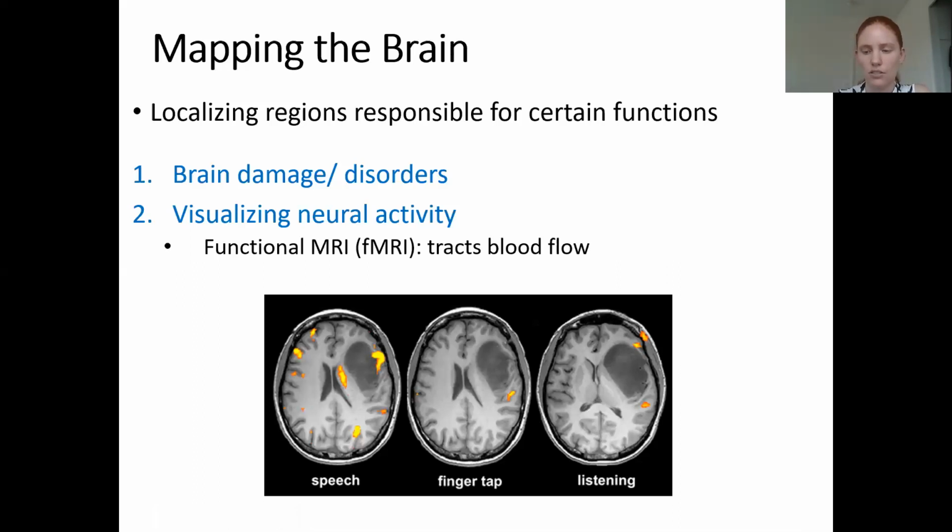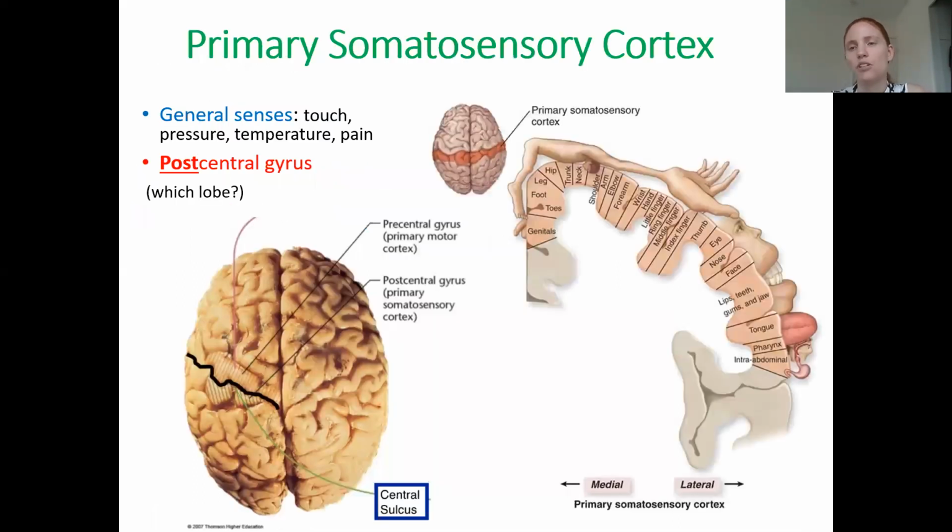So there's a lot of different regions that we could look at, but I only want to focus on two of them. The first one is the primary somatosensory cortex, and again, cortex because it is the outer rind of gray matter. This is where all of the sensory information that comes from your general senses is processed. Okay, so let's look at this word somato. Somatic means body-wide, so general sensations.